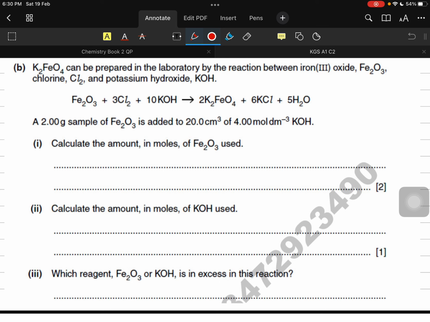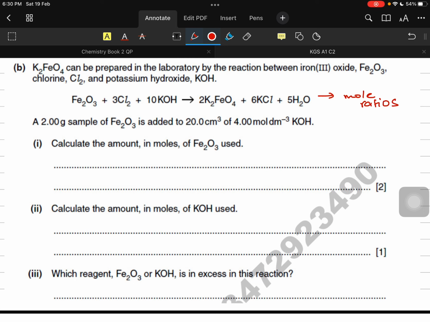This is a question that says K2FeO4 can be prepared in the laboratory by the reaction between iron 3 oxide, which is Fe2O3, chlorine, and potassium hydroxide. The equation is given to us where we can find the mole ratios. So we have the mole ratios over here.